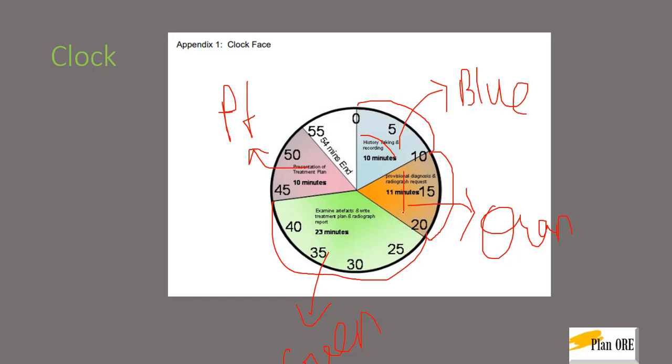So this clock also gives you an idea about the color of the sheets you would be using at that period of time, as well as how much time is left and how you need to speed up.